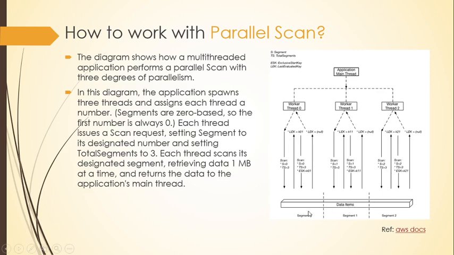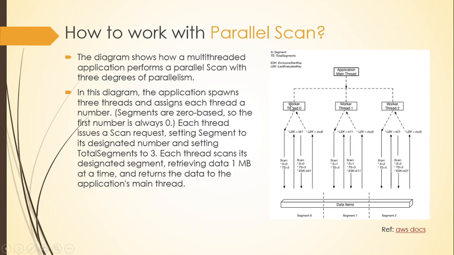So data items means here is your table, suppose DynamoDB tables, and your items here. You have to logically divide your table into multiple segments in this way, like segment 0, segment 1, and segment 2. And this is your application, and this is the application's main thread. So as you are dividing your table into 3 segments, you can use 3 threads, 3 workers. So worker thread 0, worker thread 1, and worker thread 2.